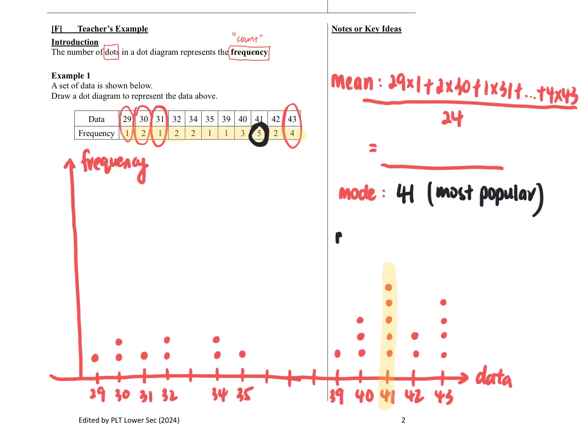And then the last one is the median. I want to find the middle number. If you have a dot diagram, you can also do cancellation. So you cancel 1 from the extreme. Just keep cancelling 1 from the extreme.